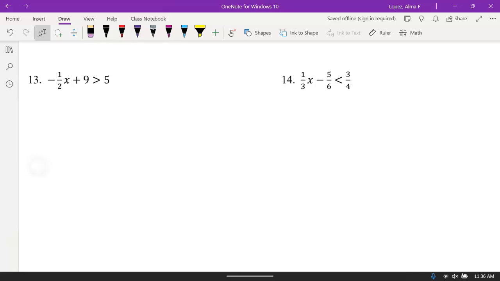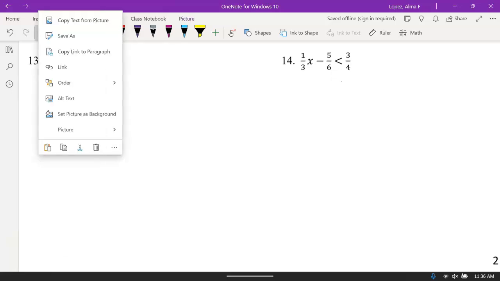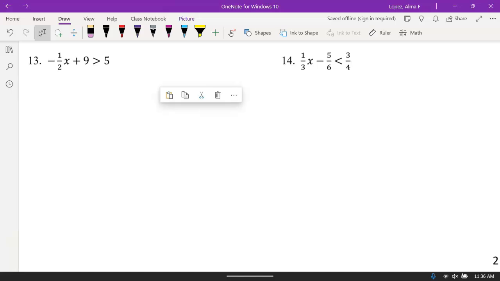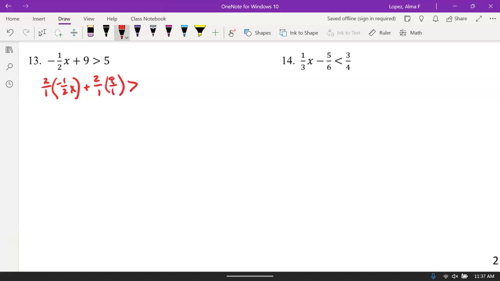On number 13, I don't like the fraction appearance, so I'm going to multiply the whole thing through by the least common denominator, which is 2. So I'm going to multiply the negative 1/2 x by 2, the 9 by 2, and the 5 by 2. Every single piece, just like before, nothing's changed.